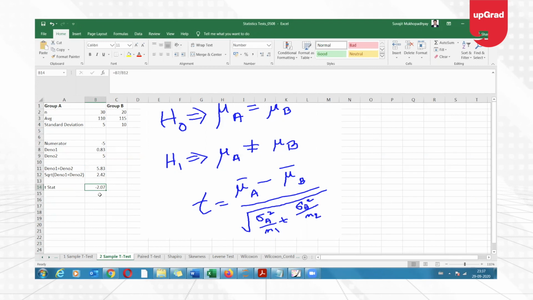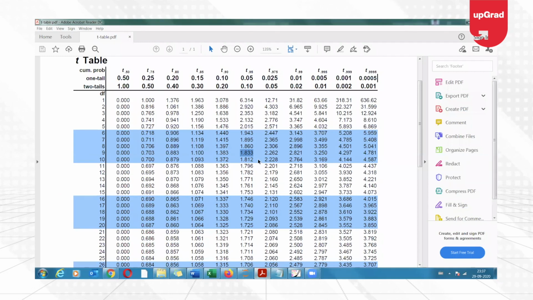the T statistics is minus 2.07. So this is my calculated value. Now what is my critical value? If I do, say, a two-tailed test, then my critical value will be this. Two-tailed test with 0.05 as my p-value, or 95% confidence, whatever you want to say.